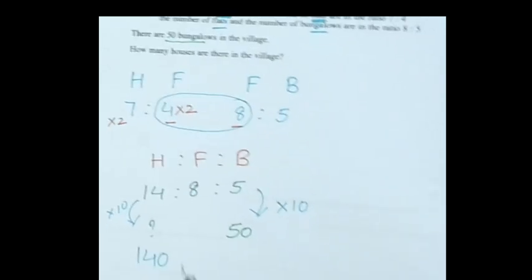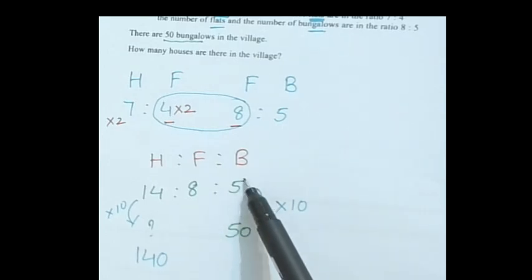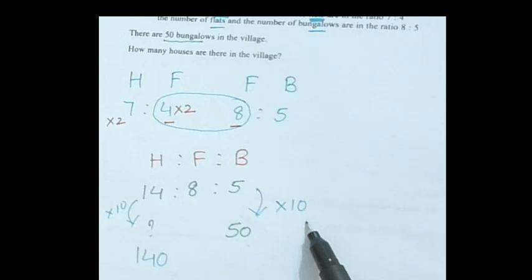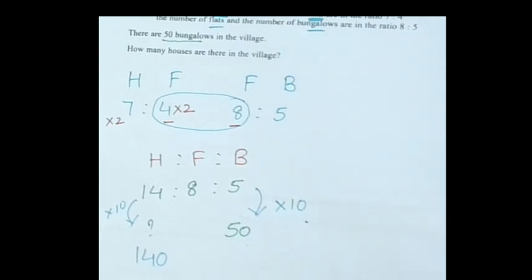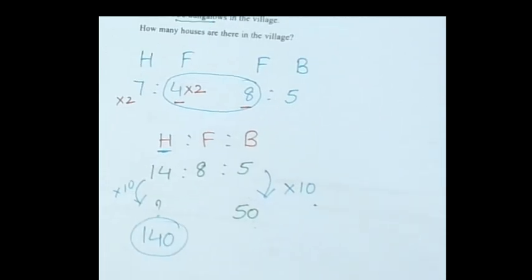Okay, and then now they have told you you have 50 bungalows. So you're going to ask yourself how many 5 can make 50. It is 10 because you're dividing. Okay, so even you can divide and see how many 5 can make 50. So it's 10. So 5 times 10 is 50. Makes sense. So we need to find the houses. So you will just times by 10 here and you get the answer 140. And this final answer, you're going to write here: 140.